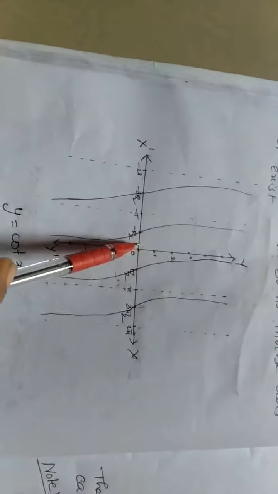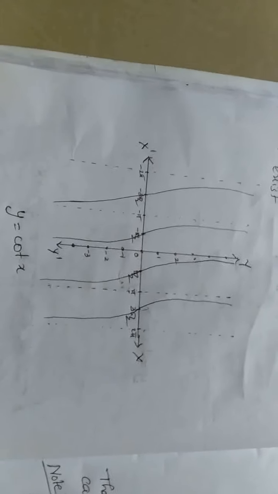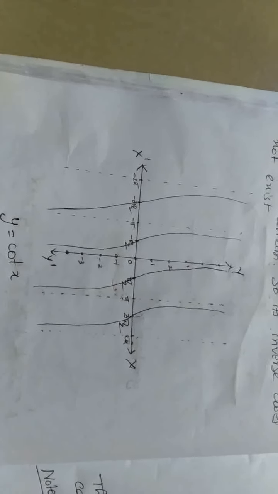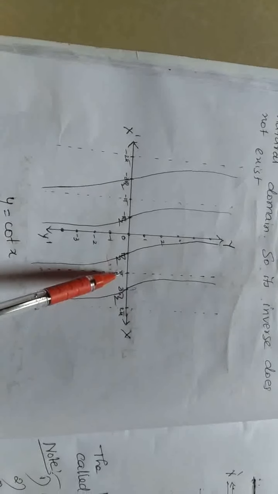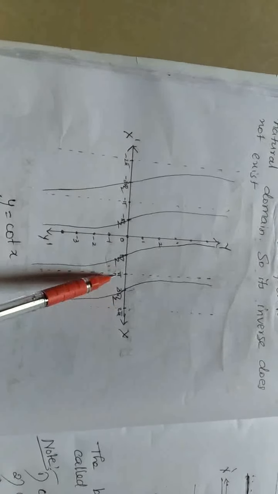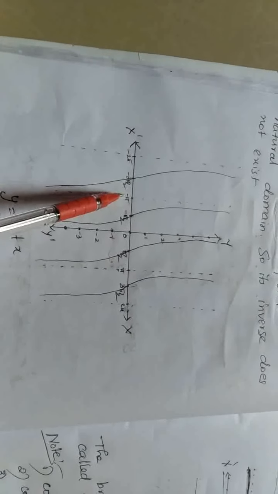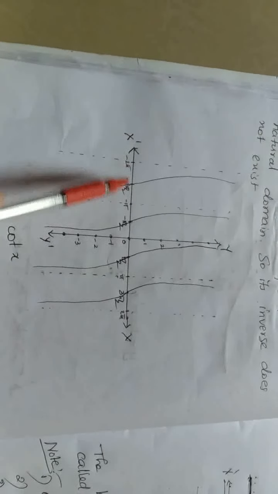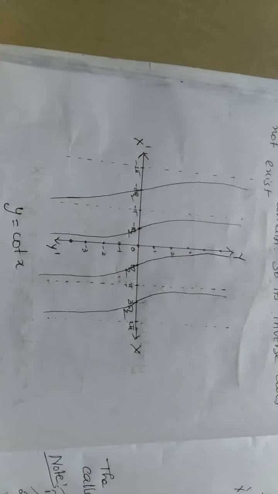Here the range is R, all real numbers. Actually, the cot function can be restricted to any of the intervals, say the open interval pi to 2 pi, 2 pi to 3 pi, or minus pi to 0, minus 2 pi to minus pi. Any one of the intervals, it is bijective and its range is the same, R.